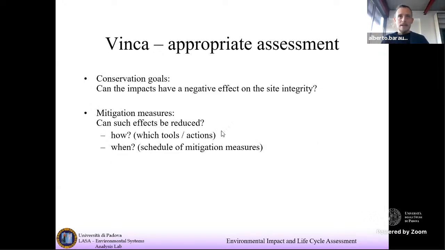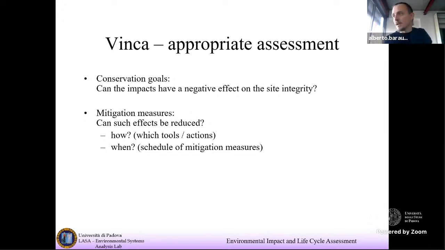okay, where you have to list mitigation measures. So can the effects of my plan or project be reduced? And you have to explain how, for example, which tools are you going to use and when.